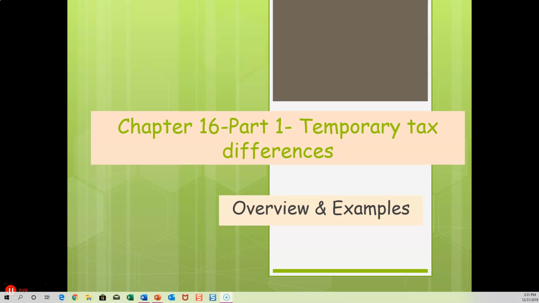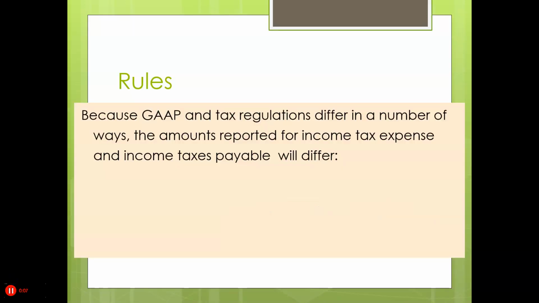Chapter 16, Part 1, Temporary Tax Differences. Now, with the rules, because GAAP and tax regulations differ in a number of ways, the amounts reported for income tax expense and income tax payable will differ.